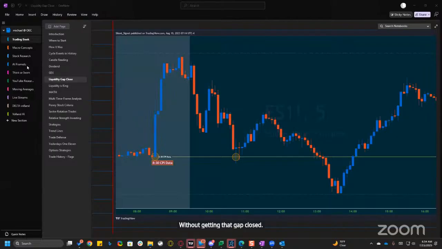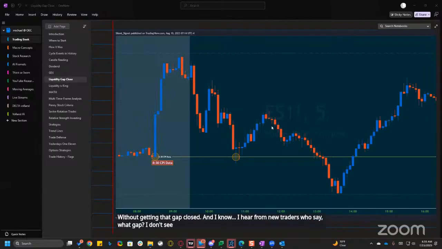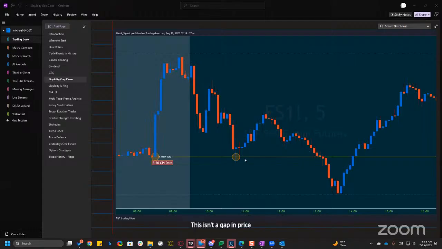And I know I hear from new traders who say, what gap? I don't see a gap. There's candles all over the place. This isn't a gap in price. It's a liquidity gap. And this isn't really the forum to explain what that means, but the idea would be that we moved really fast. We didn't get a lot of structure behind us, and we left liquidity behind. So there's nothing really holding us up.